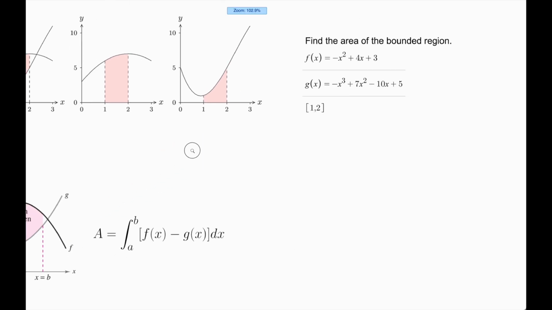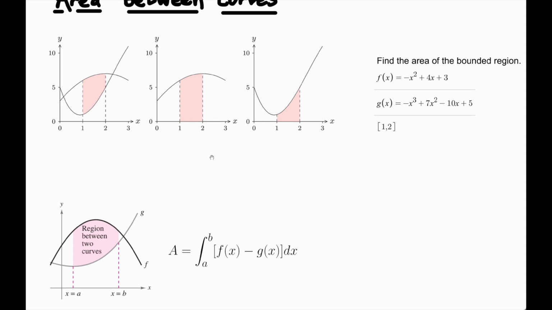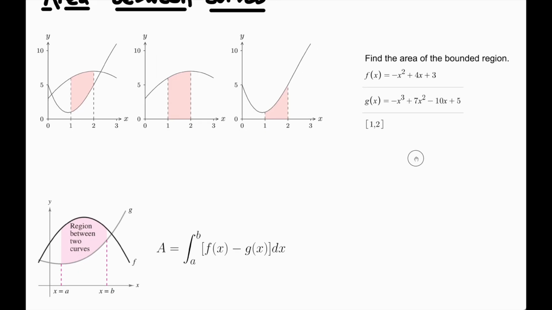So let's actually do that example problem that we started with, where it was those two curves and I was trying to find the area. The functions I have listed over here, where it says find the area of the bounded region, are f of x right here, and then g of x right there. In this case, the f function is the top one and the g function is the bottom one. It's not always like that, but for this particular case, it is. So we're going to use that formula on the bottom to set this up.